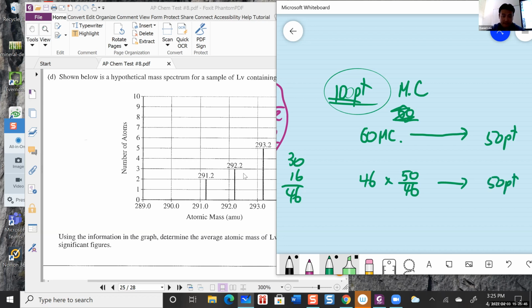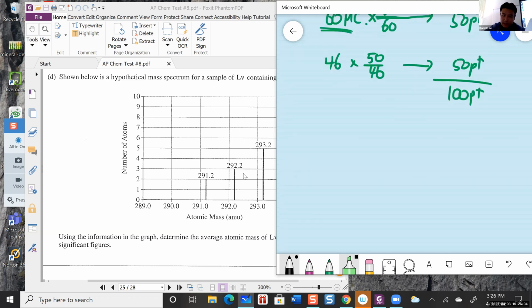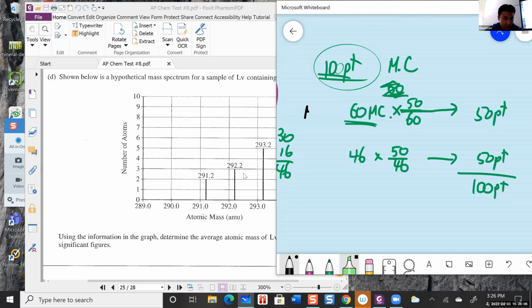So again, like that. So the multiple choice, they will times by 50 over 60, yeah? That's the conversion. So you get 50 points, 50 points. So the total, the highest score you can get is 100 points. Okay, so again, the multiple choice, which we don't have, you have 60 multiple choice questions.